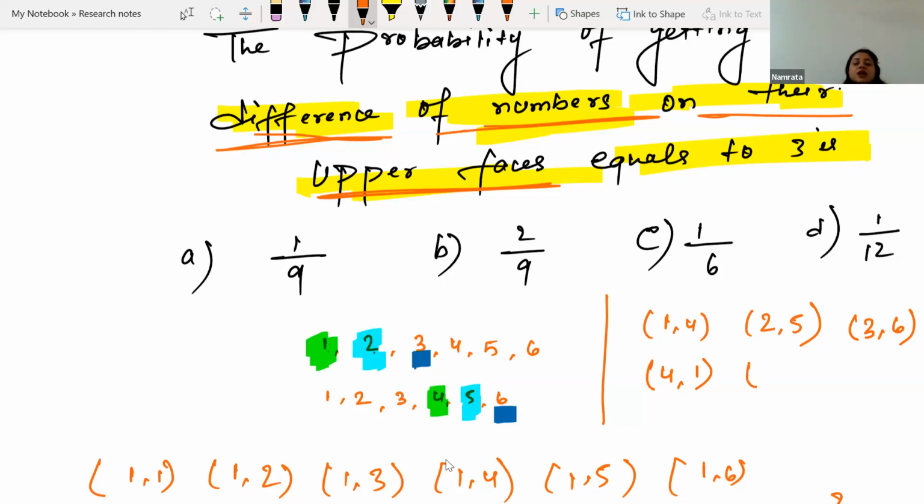If on the first die we are getting 5, then for the difference of 3 we must get 2 on the second die. If on the first die we are getting 6, then on the second die we must get 3, then only the difference will be 3. So 1, 2, 3, 4, 5, 6. Whoever was saying 6 as the favorable, that is correct. And if you were thinking that 6 is the total outcome, that is incorrect.